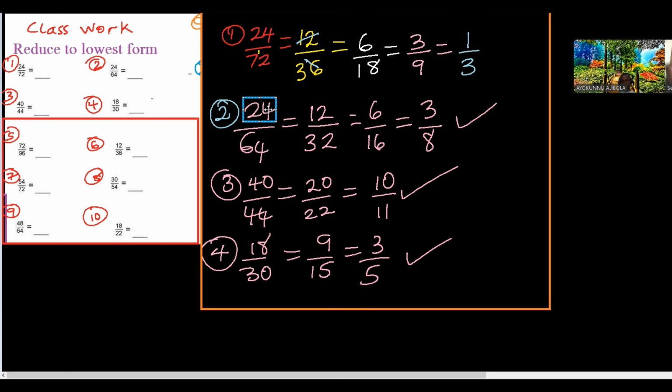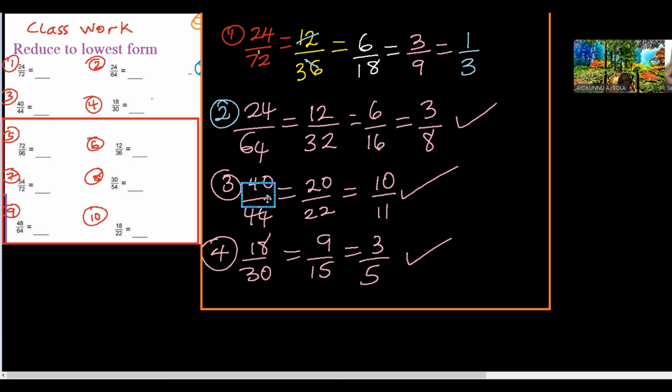Yes. The second one, let me explain number 2. 24 over 64. 24 divided by 2 gives me 12. 64 divided by 2 gives me 32. Is that clear? Yes. 2 can still divide them. 12 divided by 2 gives me 6. 32 divided by 2 gives me 16. 6 divided by 2 again gives me 3, and 16 divided by 2 gives me 8. And nothing is a common factor that can divide them again. Only 1, but 1 doesn't change their value.